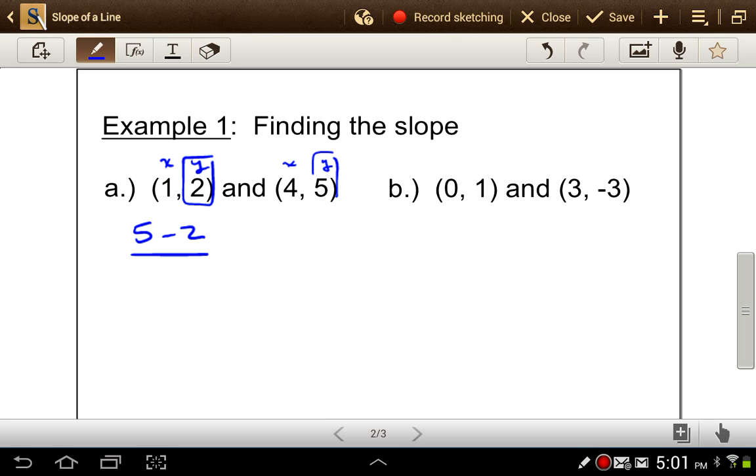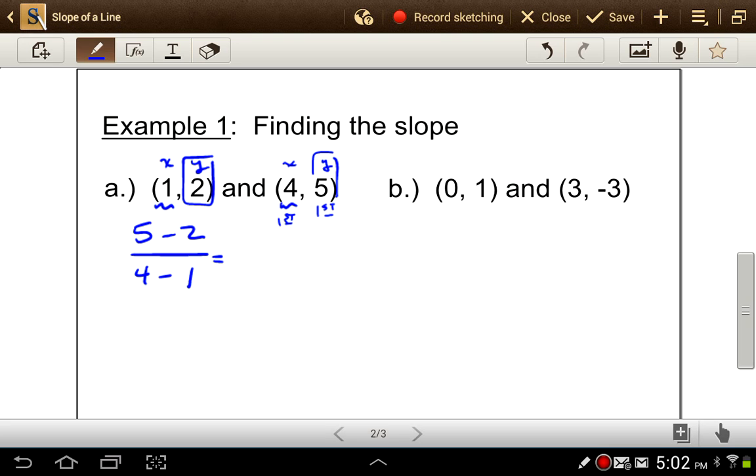Now I'm going to work with my x's. Here's the key. Because I put 5 first, I have to put the 4 first in the denominator because they're from the same ordered pair. So that has to be 4 minus 1. I don't get to just decide what I want to do, so I always have a positive answer. Alright? In this case, it ends up, and it will be a positive answer.